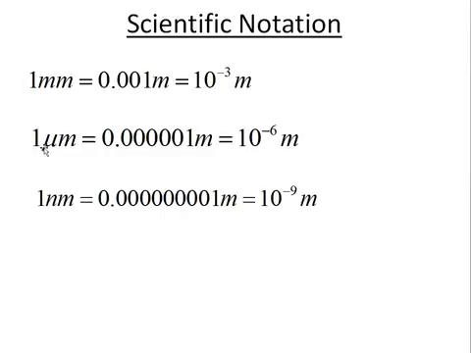Similarly, for a micrometer, you would take a 1, which would have the decimal place after it, and you'd move the decimal place 6 spots to the left, and you get a micrometer, 10 to the minus 6 meters. And finally, for a nanometer, you would move the decimal place 9 spots to the left to turn it into a decimal number. So 1 nanometer, which is a unit that we use quite a bit in astronomy, is 10 to the minus 9 meters.